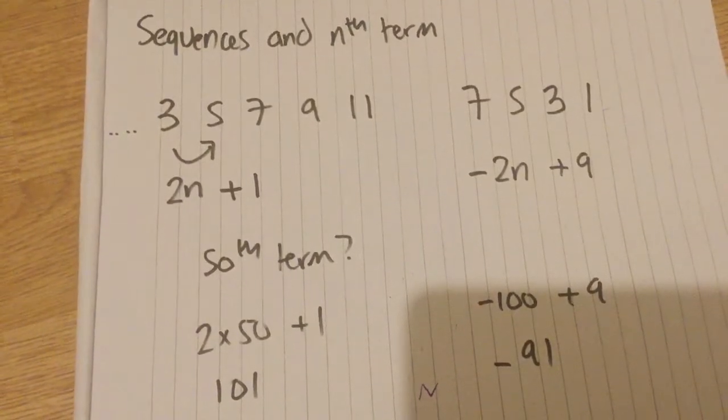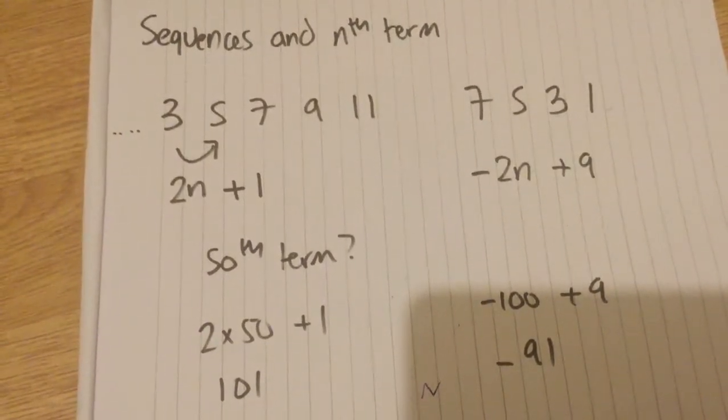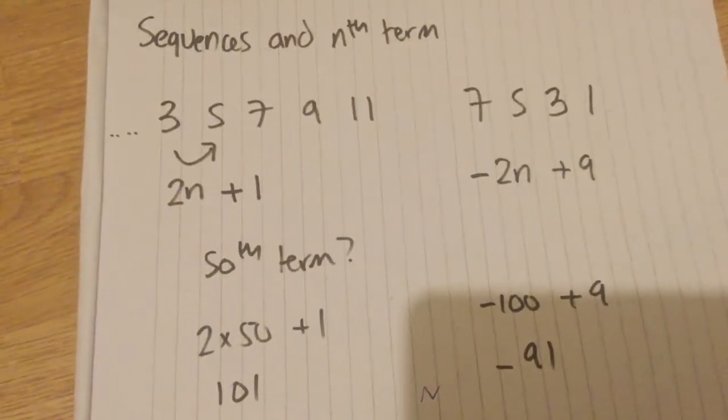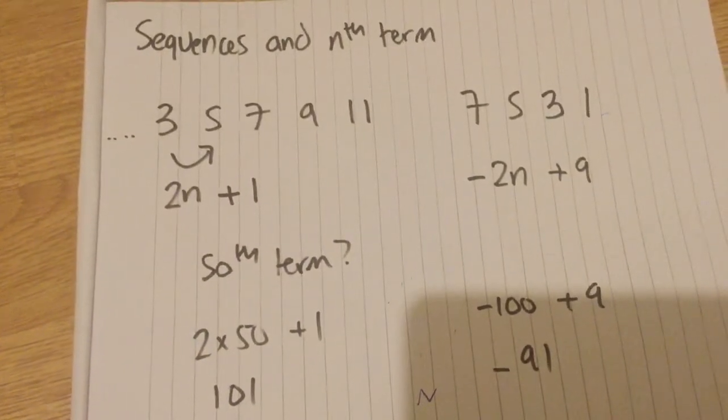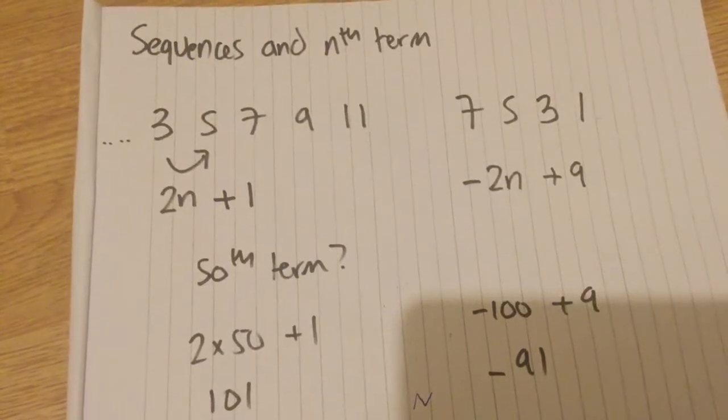They might also ask you for a specific number. So instead of looking for the nth term, they might go, okay, find the 65th term. Well, let's talk about both of those. First, let's talk about the algebra. Let's talk about the nth term. How do you do that?